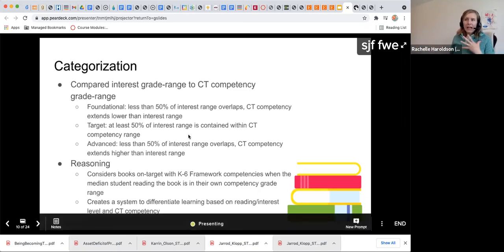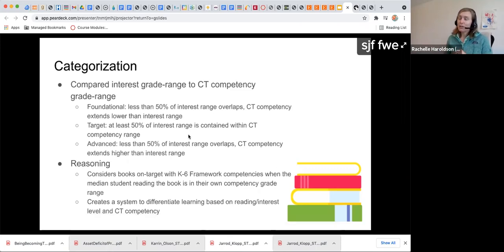So we were really looking at this throughout all of the books as we applied this K6 computational framework that comes out of Angeli, and really thinking about a system to differentiate learning based on both students' reading and interest level and their computational thinking competency level. Because you might have students with a really high reading level, but maybe their computational thinking skills are not as developed. So then really finding a book that differentiates and personalizes the learning for that student.